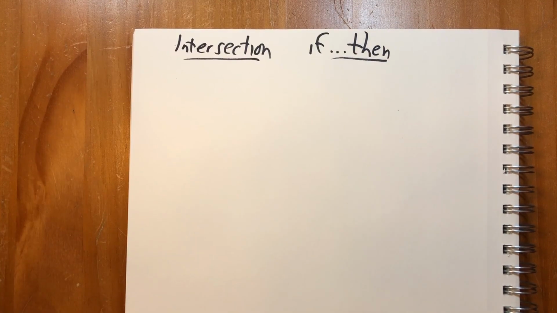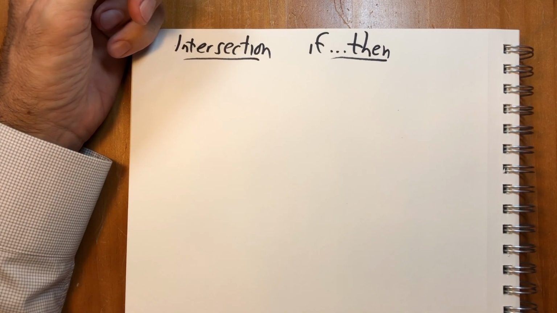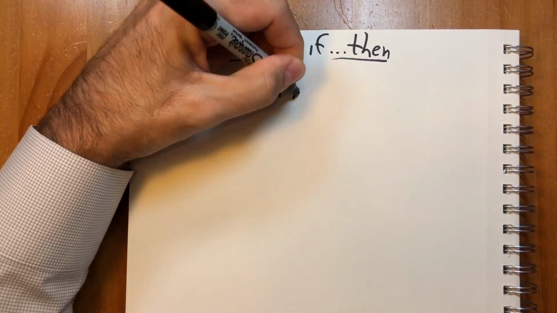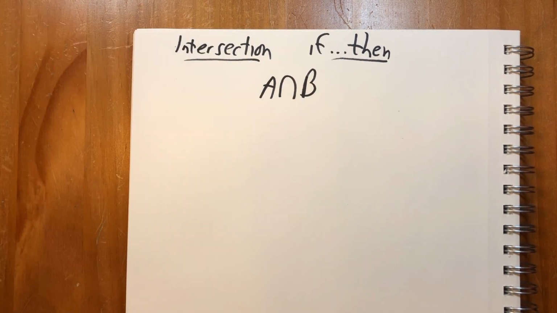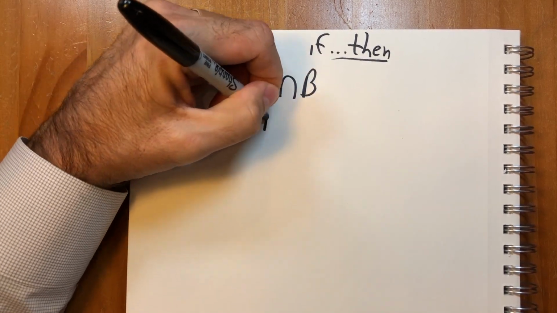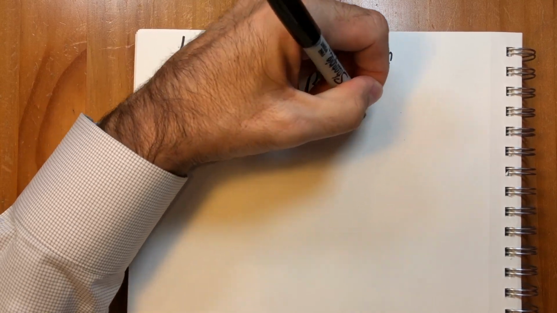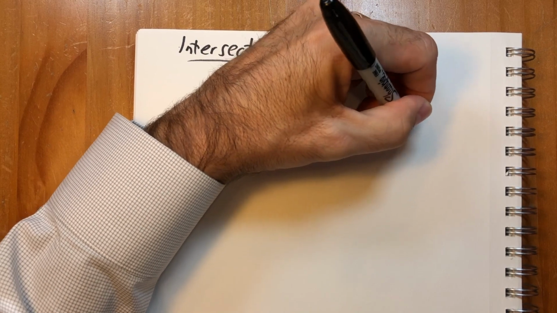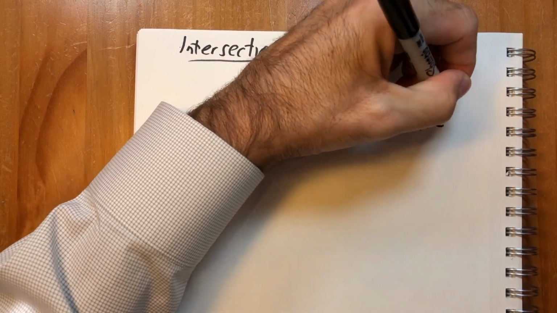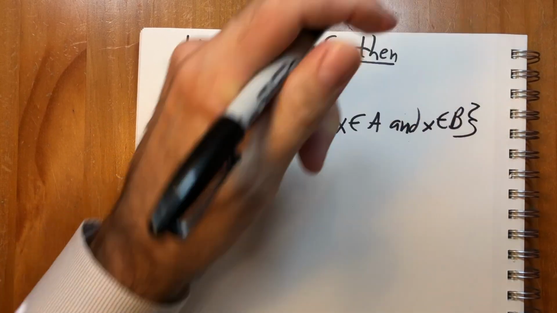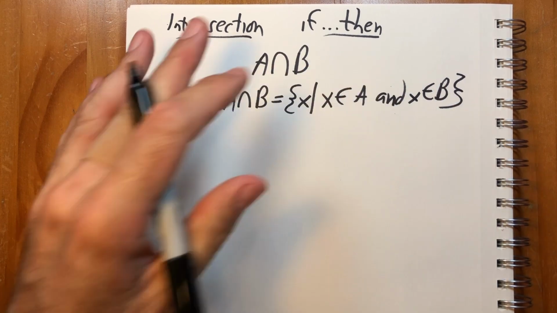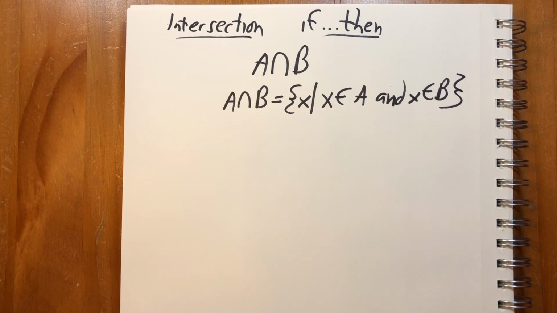So the intersection, and then also the meaning of if-then. The intersection of A and B is denoted by the upside-down union, and the intersection is every element that is common to both sets. So formally, we define it as x such that x is an element of A and x is an element of B. It's interesting, this seems simple, but there are complications popping up already.